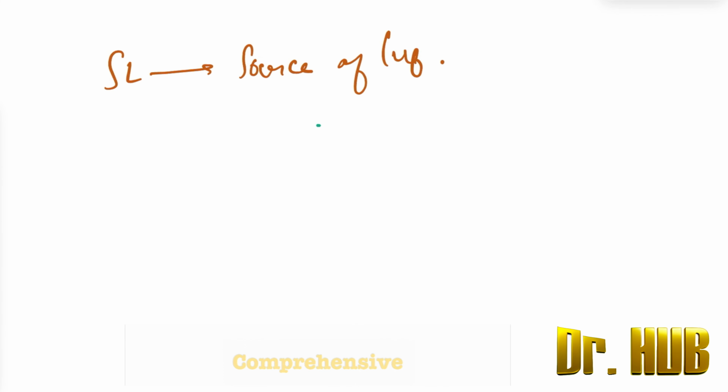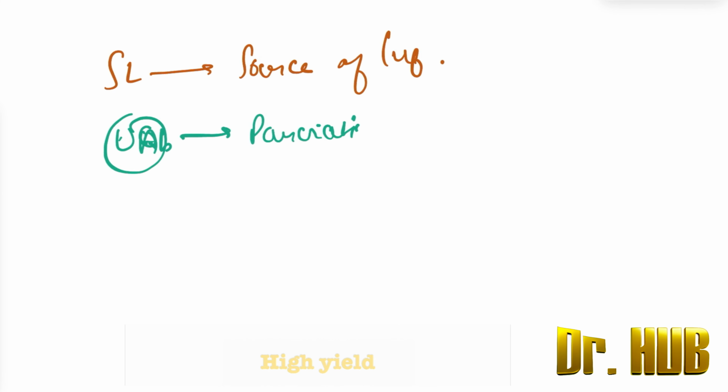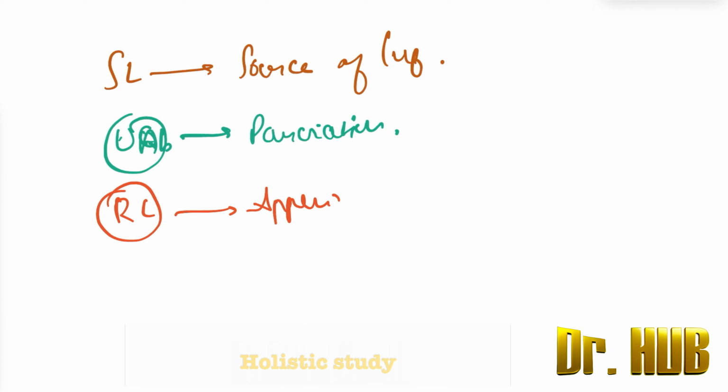For example, the sentinel loop in the upper abdomen may indicate pancreatitis, while one in the right lower quadrant can indicate the presence of appendicitis. So upper abdomen, pancreatitis; right lower quadrant, appendicitis.